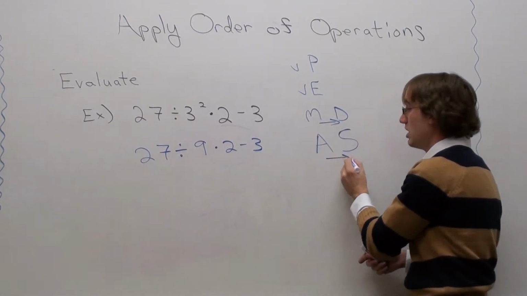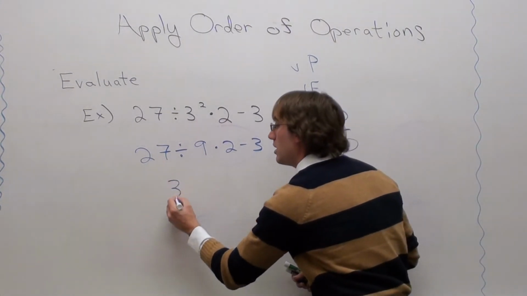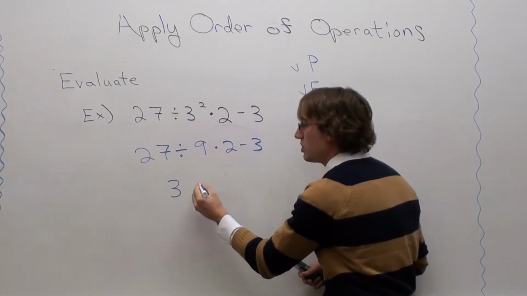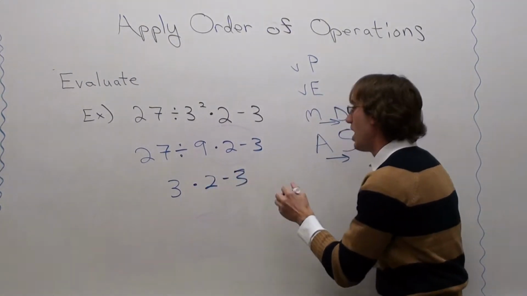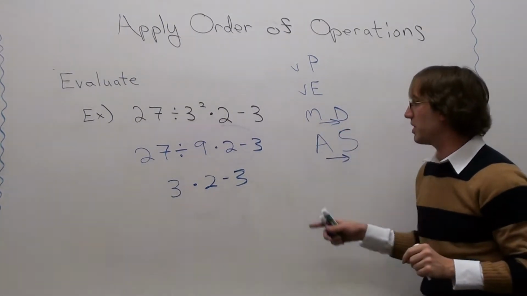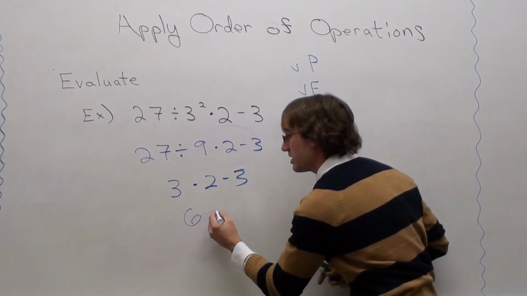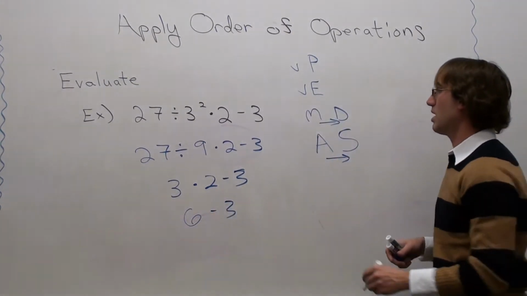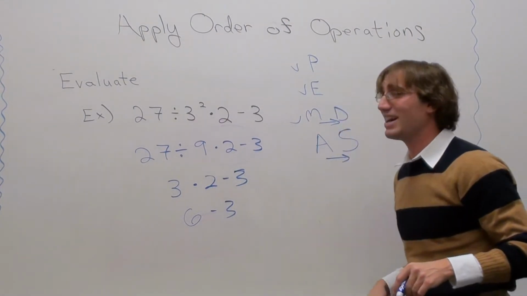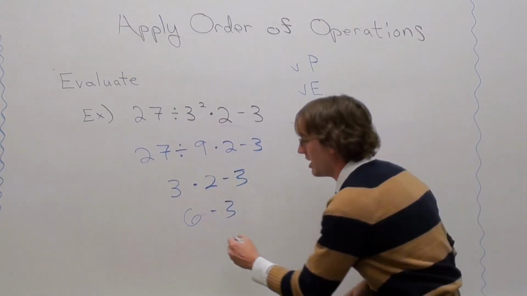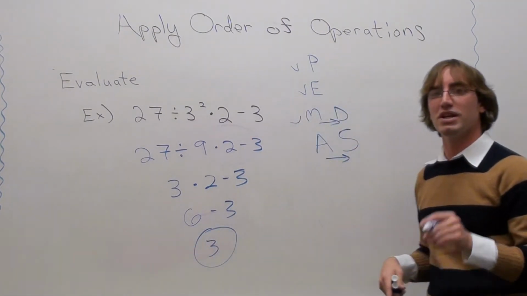Addition and subtraction, same time from left to right. 27 divided by 9 is 3 times 2, subtract 3. I'm still not done with the multiplication division step because I still have multiplication. 3 times 2, 6, subtracted by 3. Alright, I'm done with all multiplication and division for this problem. Now I just got addition and subtraction. The answer is 3, because 6 subtracted by 3 is 3.